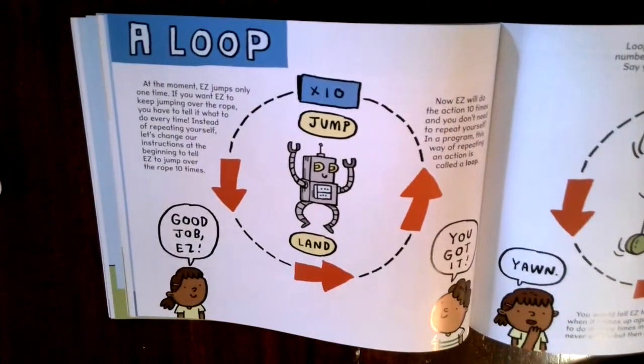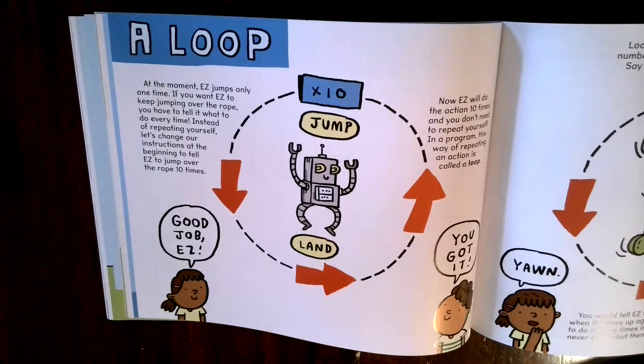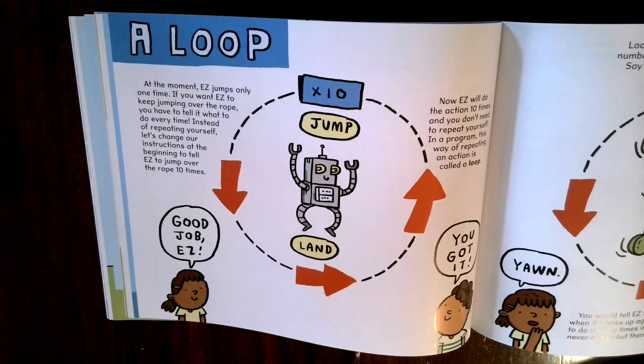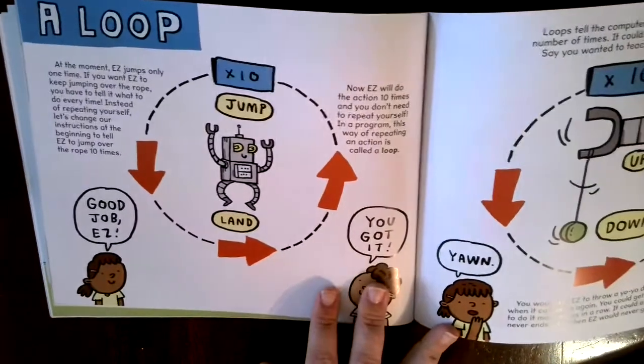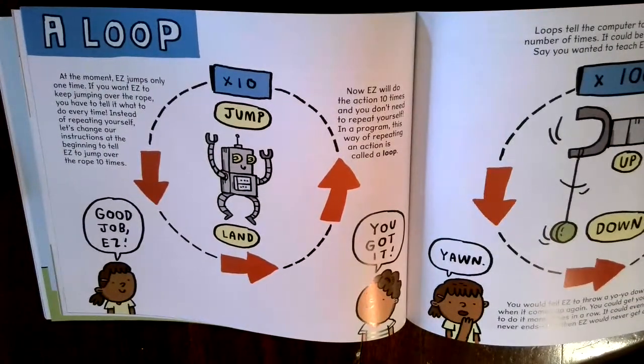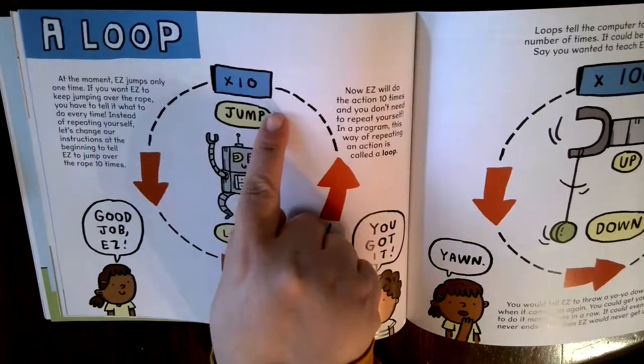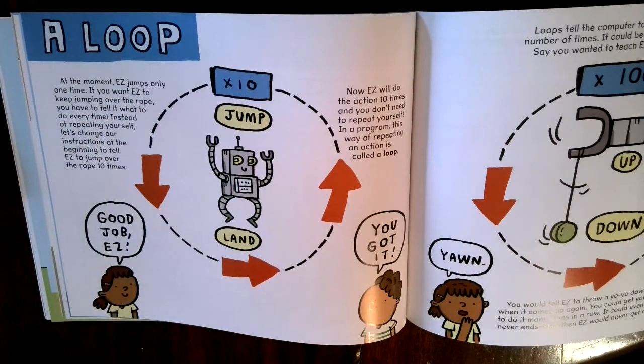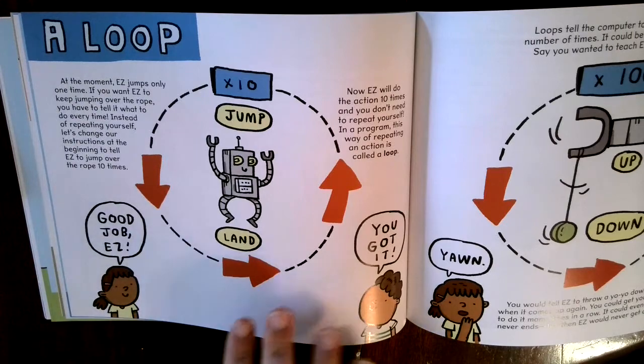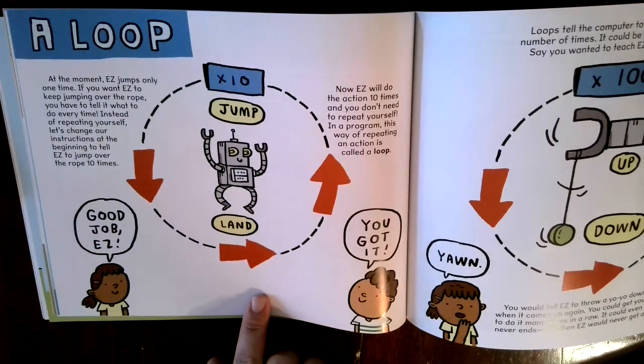A loop. At the moment, Easy only jumps one time. If you want Easy to keep jumping over the rope, you have to tell it what to do every time. Instead of repeating yourself, let's change our instructions at the beginning to tell Easy to jump over the rope 10 times. Now Easy will do the action 10 times, and you don't need to repeat yourself. In a program, this way of repeating an action is called a loop.